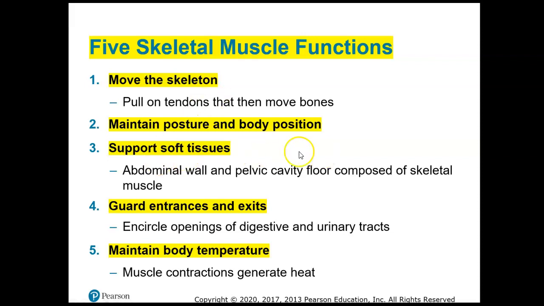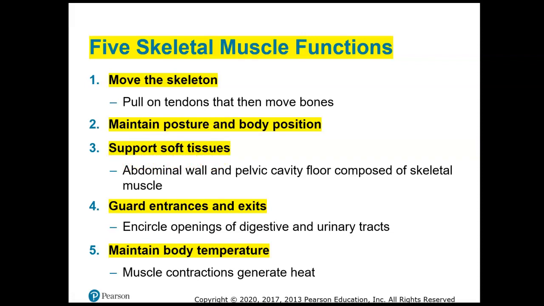But skeletal muscles also can help maintain posture and body position, because there are some muscles that are constantly in a low state of contraction, even when we are relaxed. That gives us muscle tone, and it also helps us to maintain posture and body position, without having to really think about it. Skeletal muscle tissue can support soft tissues.